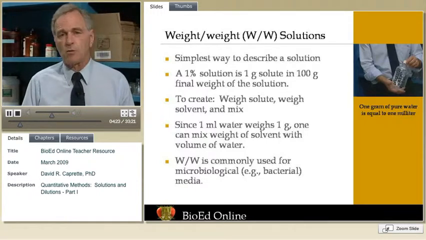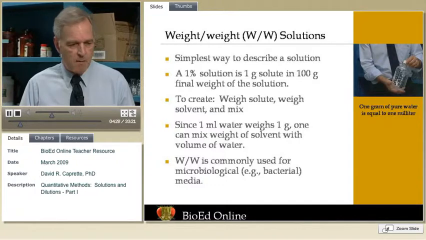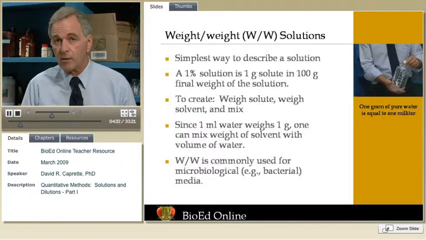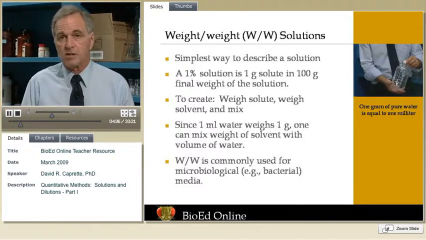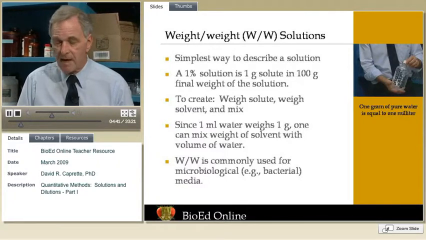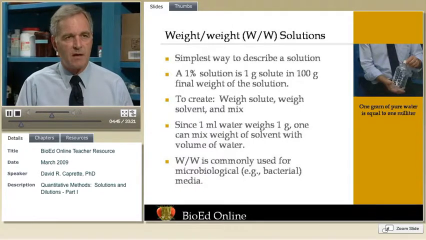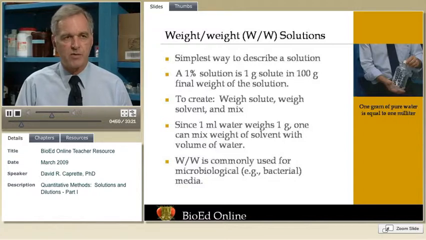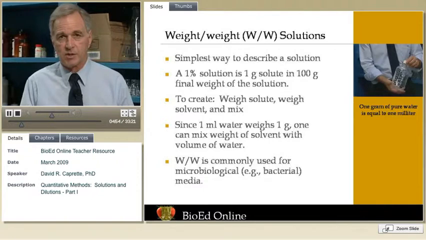The reason is that weight in volume is more commonly used than weight in weight, mainly because most of our solutions in biological sciences are aqueous. 1 gram of water is the same as 1 milliliter of pure water under standard conditions. When we describe a formula weight in volume, we're describing the percentage of a solute as a proportion of the final volume of the solution.